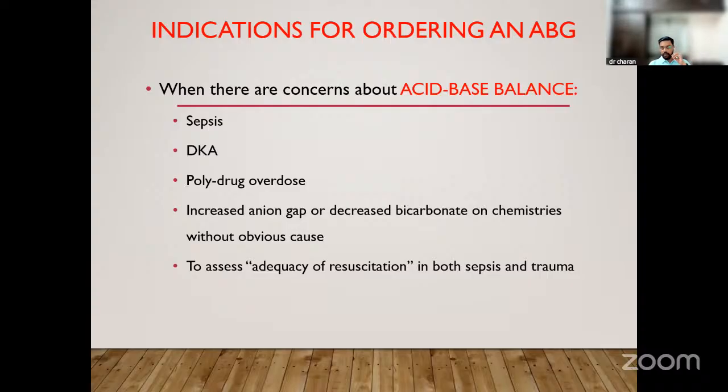When we have concerns about it, ABG is one of the very good tests to identify those problems. And when you start treating these problems, we need to know how good our treatment is. Like in sepsis, when you start resuscitating the patient, the acidosis starts to improve. We need to know whether the treatment that we are doing is causing an improvement in the patient. For that, the adequacy of treatment and resuscitation can be assessed by doing an arterial blood gas.